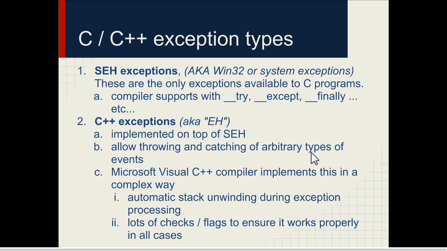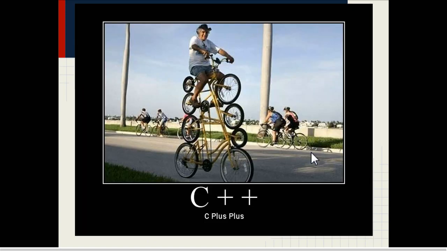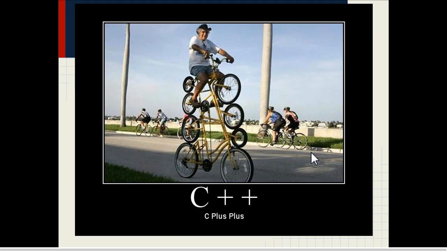However, the cost is that in order to do this, the Microsoft Visual C++ compiler implements basically automatic stack unwinding during exception processing. And in order to support that, there are lots of checks and flags to ensure that it works properly in all cases and also to secure it. So just think of that. I mean, that's what's going on with the C++ version. There's a lot of extra stuff going on, but it still kind of works. It just means that there's also potentially more places for it to go wrong.